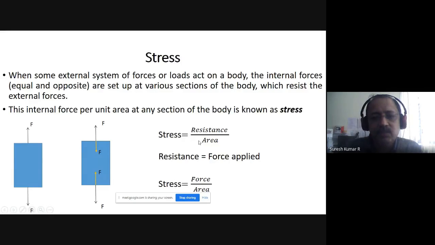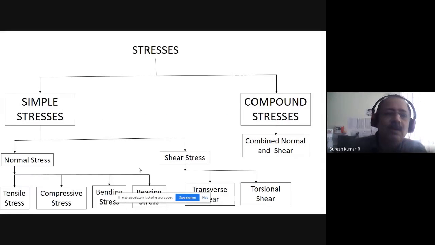This resistance per unit area of the material is called stress. Now, under limiting conditions, we say for the material to be safe, this resistance should be at least equal to the force applied. That's how stress is force per unit area. Now, these stresses can be simple stresses or compound stresses. Generally, in simple stresses, we have two types of stresses: normal stress and shear stress.